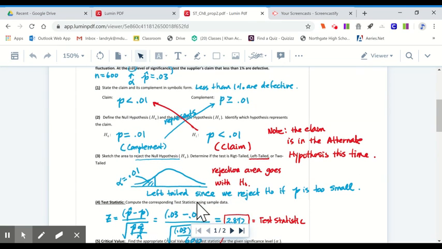Okay. Step 3. So where's the rejection area? Still, what we're testing is the null hypothesis. So we reject the null hypothesis if the alternate hypothesis is true, and that happens when P is too small, which is to the left of the center. So this is a left tail test. The rejection area is all to the left, one-sided. And the area of this rejection area is alpha, which is 0.01.